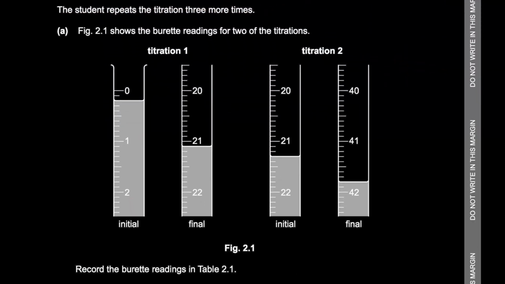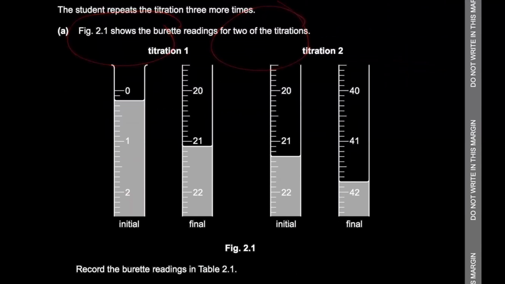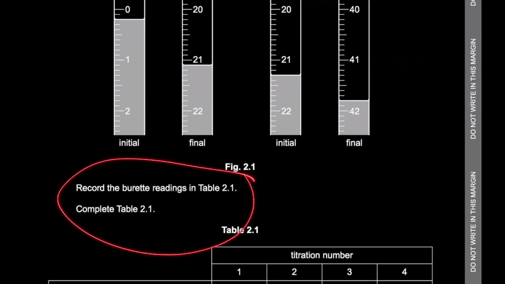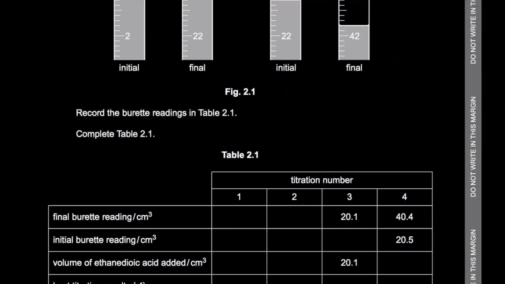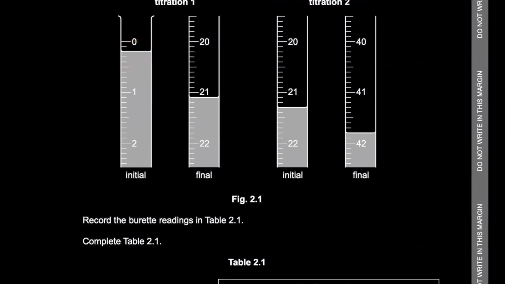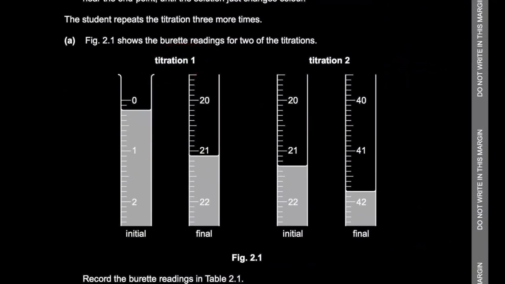Figure 2.1 shows the burette readings for 2 of the titrations. Record the burette readings in table 2.1. Okay, so we just have to read the volume. For titration 1, our initial volume is 0.2, right? Because if you notice on the scale, this is 1, this is 0, so each marking is 0.1. If you get something like this, guys, read the meniscus. Read the curved part, the bottom part, not this part.